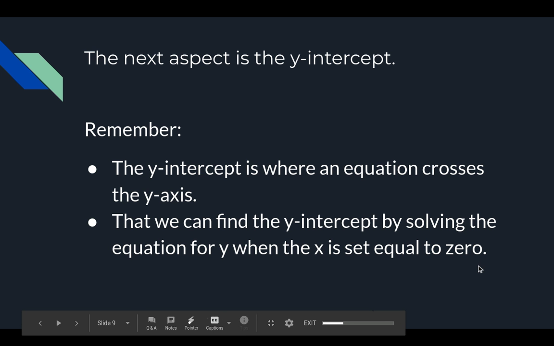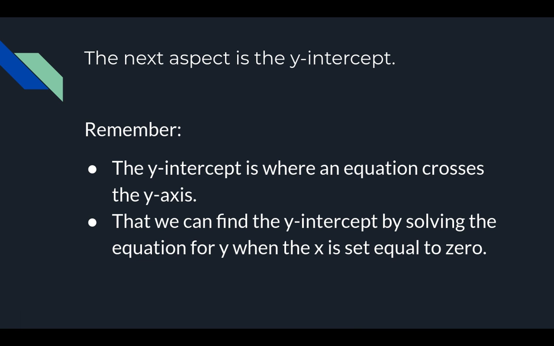So the next step that we need to go over is the y-intercept. And last week we concentrated a lot on finding the x-intercept and the y-intercept. But when we're dealing with slope-intercept form, we're really only going to focus on the y-intercept. And we actually call that the b value.